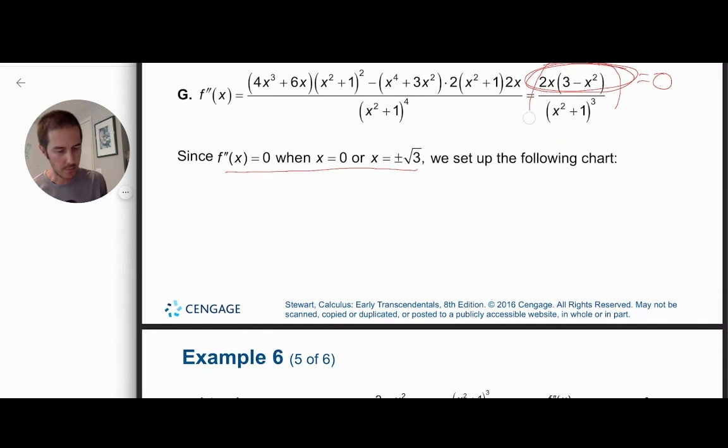The second derivative is comprised of this factor of 2x, or just the x. Well, let's keep the 2 in there, 2x. This factor here, and this factor down here. And there's no danger of this factor being negative because the x squared is going to make the input value positive, plus 1 still positive, cubed positive.